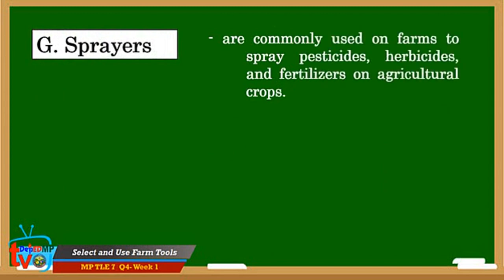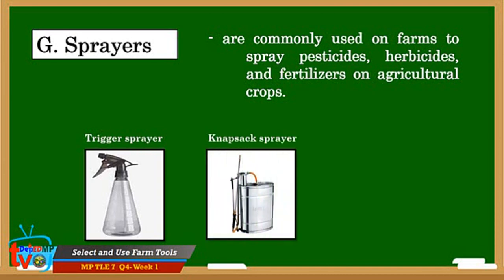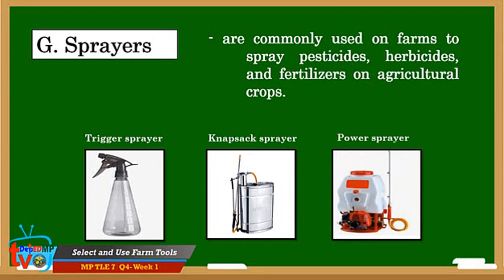Sprayers are commonly used on farms to spray pesticides, herbicides, and fertilizers on agricultural crops. We have 3 types of sprayers. First, we have the trigger sprayer, the smallest one. Second, the knapsack sprayer, which is very popular in our community. And the last one, we have the power sprayer.